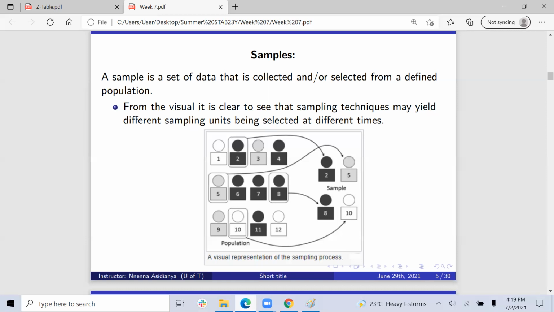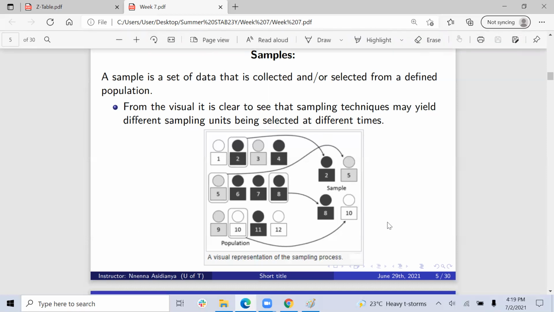So for instance, if the thing I want to estimate is the average height of those 12 students, well, sample 1 would say take an average of the height of person 2 and 5. Sample 2 will say take an average of the height of person 8 and 10, but person 2 and 5 are not the same as person 8 and 10. They're not guaranteed to have the same heights. You may get very different estimators of the heights at the population level because you yielded different samples.